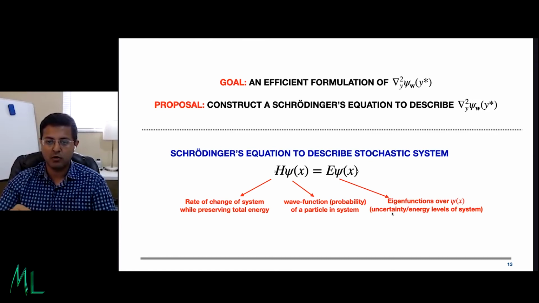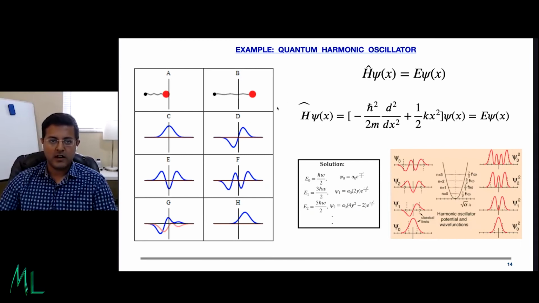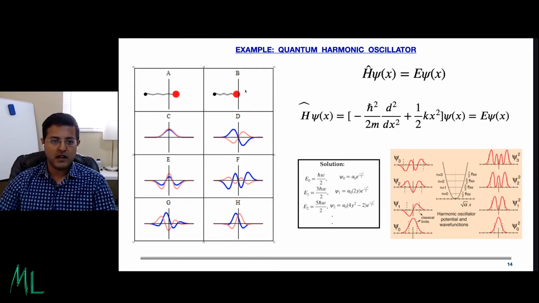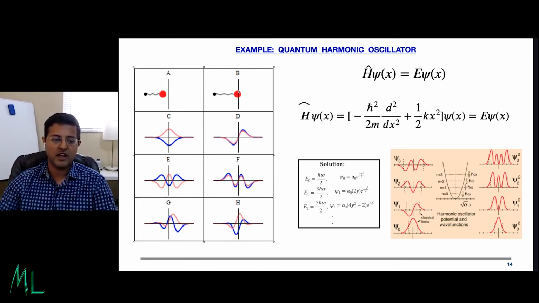of many different moments. So you see here that Schrodinger's equation can be a very good tool to describe multimodal, multi-moment uncertainty of a given stochastic system. A very good example of this is the quantum harmonic oscillator. If you have a particle attached to a spring, it moves in a certain way, and A and B here are a simple Newtonian description of how that particle would behave in space and time.